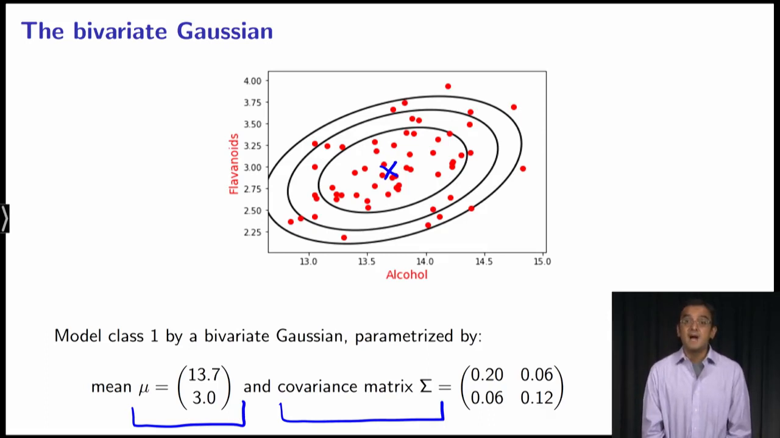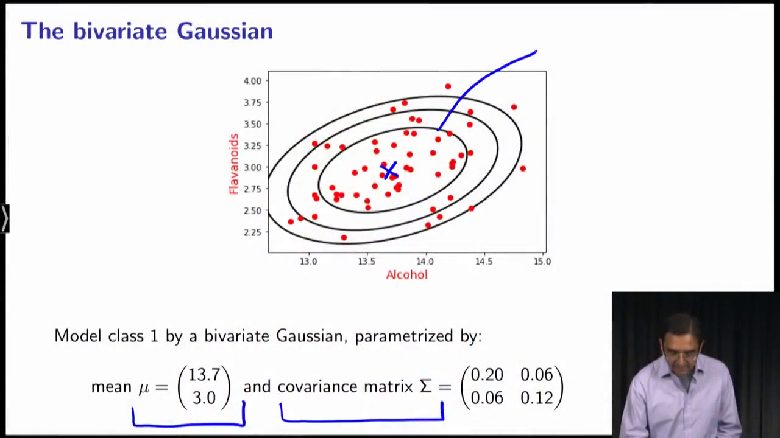It is the point of highest density. Okay, so we're fitting a distribution, and there's one point at which the density is highest. It's the center of the distribution, the mean. Now, as you move away from the mean, the density drops off, and it drops off with these ellipsoidal contours.